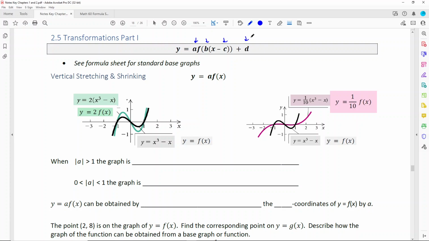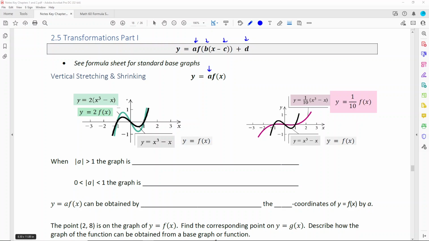Okay, so the first thing we're going to talk about is the A. The A value is a transformation on Y, and this is super important, okay, because there's going to be certain ones that are transformations on Y and certain ones that are transformations on X. So A, this value out front of the f of x, is going to be a transformation on Y. Let's see what it does to a graph.